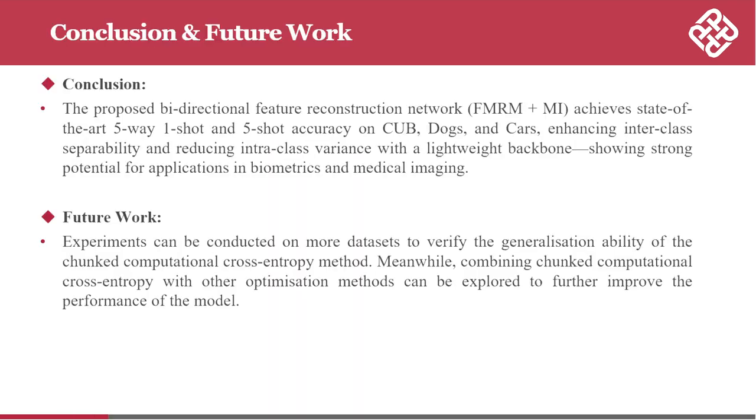In conclusion, our bi-directional reconstruction framework with AMA selection does very well on fine-grained few-shot tasks. It's lightweight and can be used in areas like biometrics and medical imaging. In future work, we plan to test our method on more datasets, like medical images, and combine truncated cross entropy with other optimization methods to make the model even better.